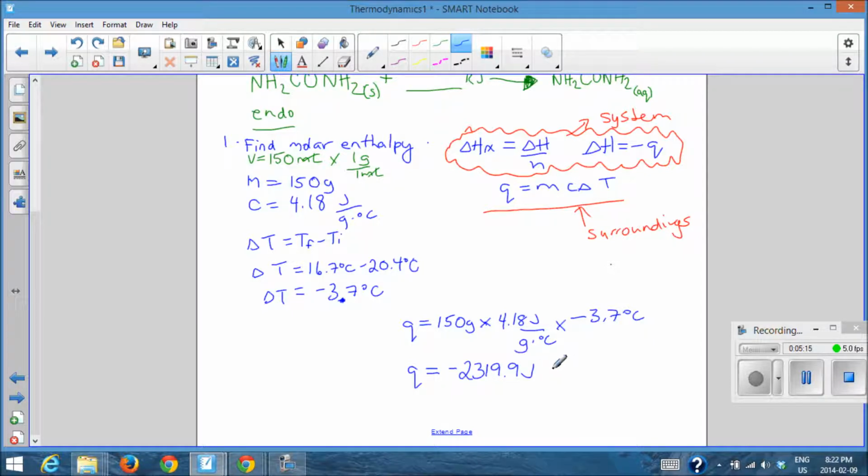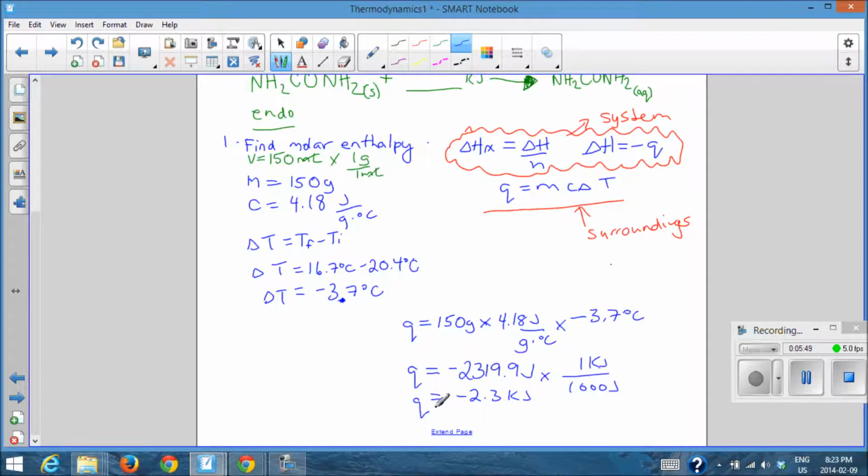2,319.9 joules. Again, I'm not doing significant digits. If you did, you'd have to do 2 significant digits, and that would be 2,300 joules, or 2.3 times 10 to the 3 joules if you wanted to do that. Or we can also convert this to kilojoules, which is 1 kilojoule for every 1,000 joules. If we round correctly and move that 3 places, we end up getting negative 2.3 kilojoules.